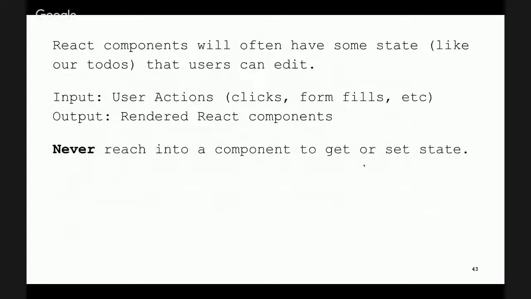So React components will always have state, like to-dos that the user can edit. And we can test these by faking user input and then checking the rendered output. You should never reach into a component to get or set its state directly, because that breaks the abstraction, if you like. React's abstraction layer from an input point of view is your user's actions, and your output is the rendered output of your components. And you should respect that in your tests as well. The way I think about it, even your unit tests in your React components should act as if they're a user doing stuff on the page.